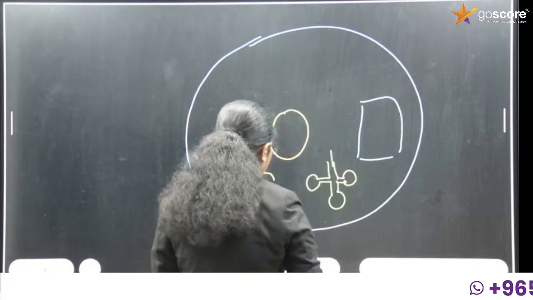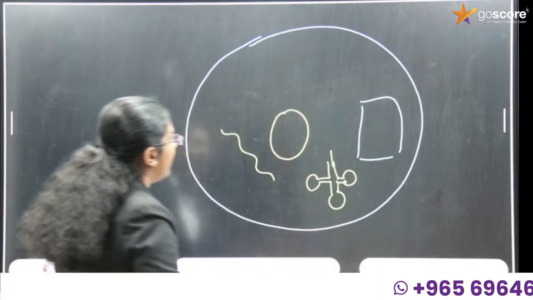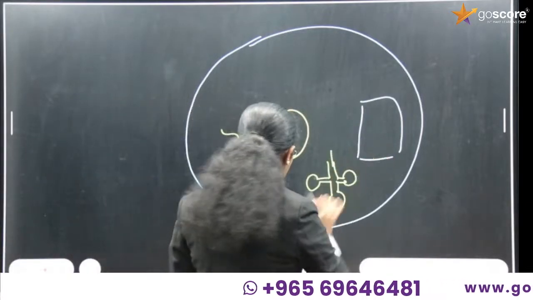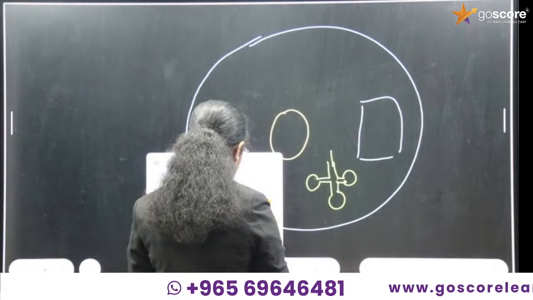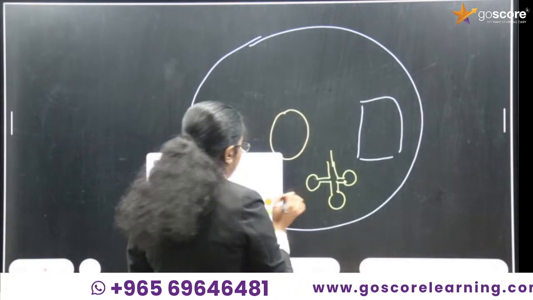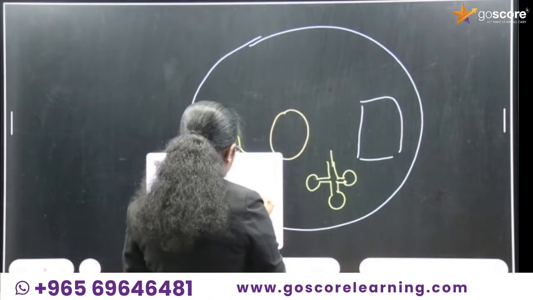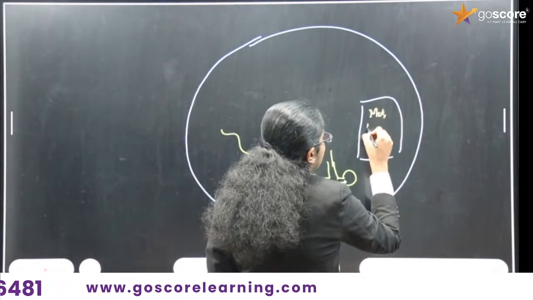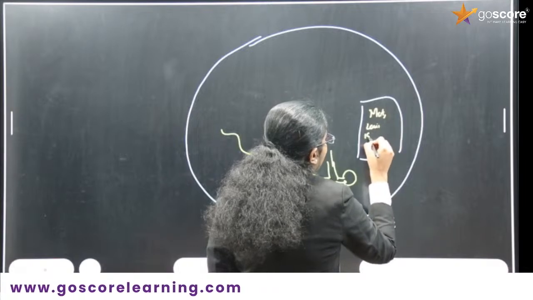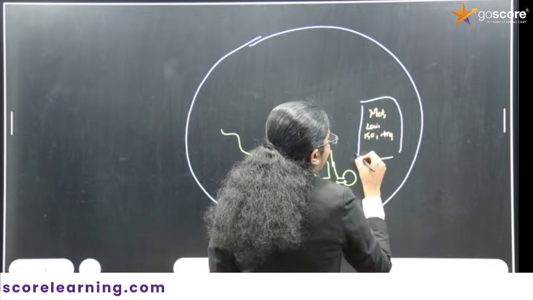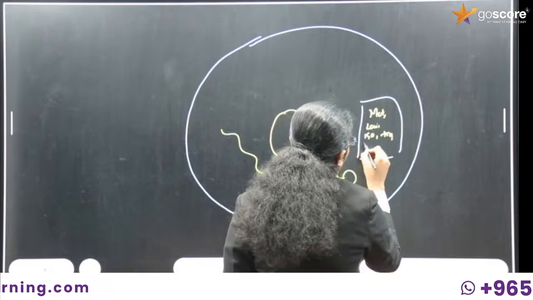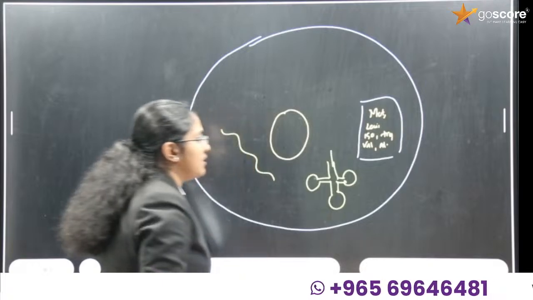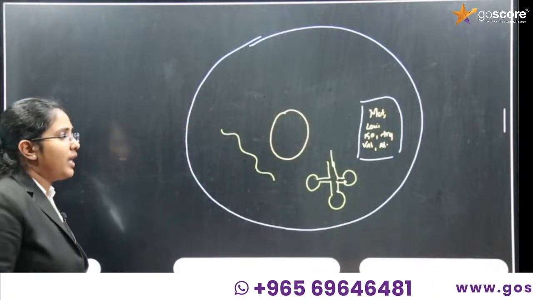Everything is present in the cytoplasm. mRNA is present, tRNA is present. Inside the amino acid pool, there are different amino acids. Methionine is there, leucine is there, isoleucine is there, tryptophan is there, valine is there, alanine is there. Every amino acid is present inside the amino acid pool.